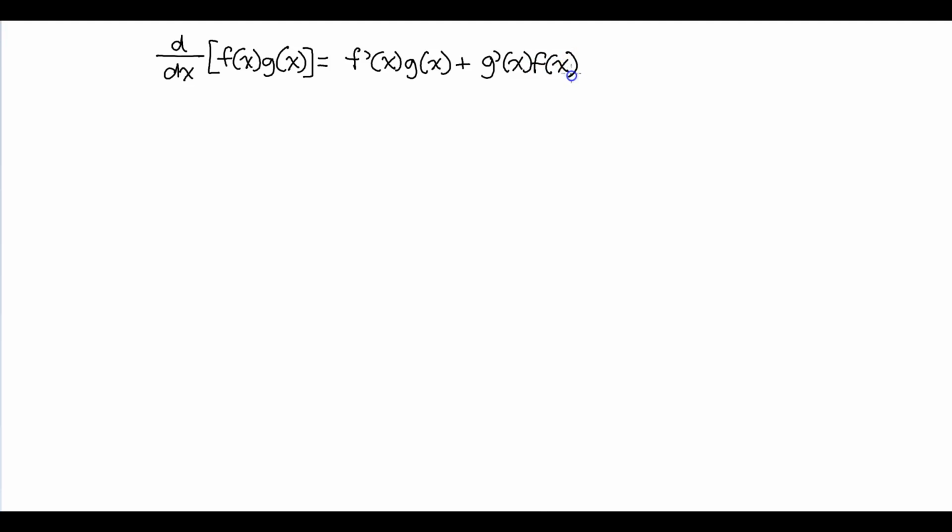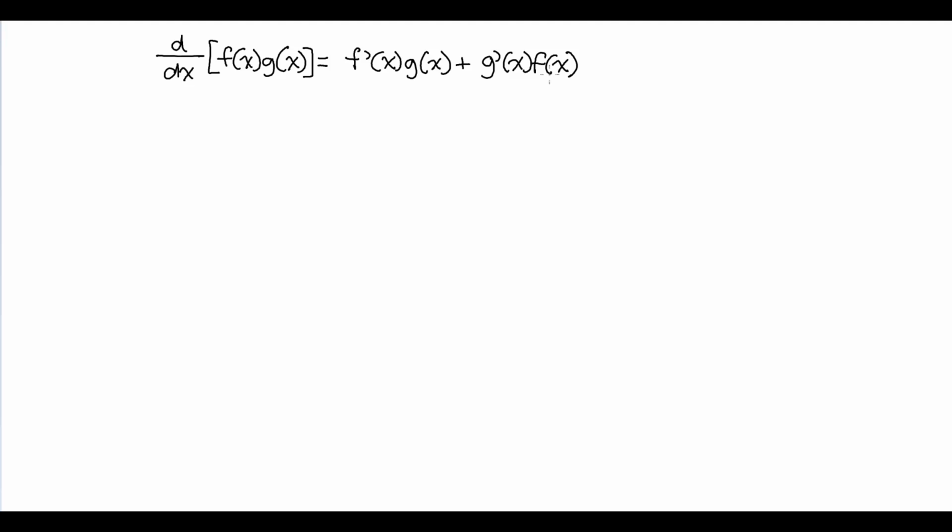So the product rule says that if you have two functions, f of x and g of x, and you were to take the derivative of their product, you would get f prime of x, g of x, plus g prime of x, f of x. That's our product rule.